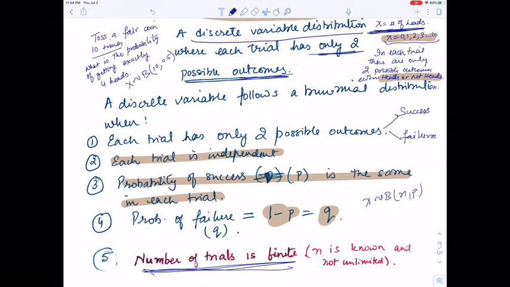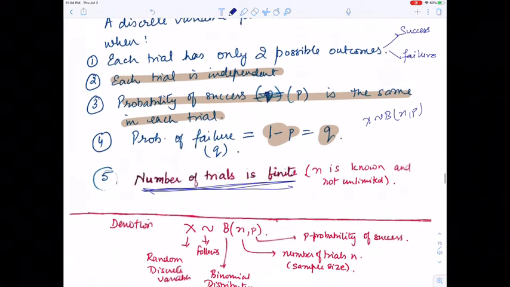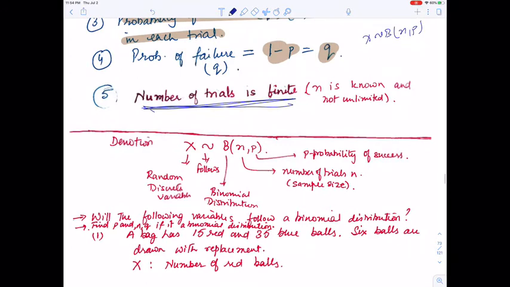These are the parameters of a binomial distribution, n and p. n is the sample size or number of trials, and p is the probability of success in each trial. So I've just explained what is written here.